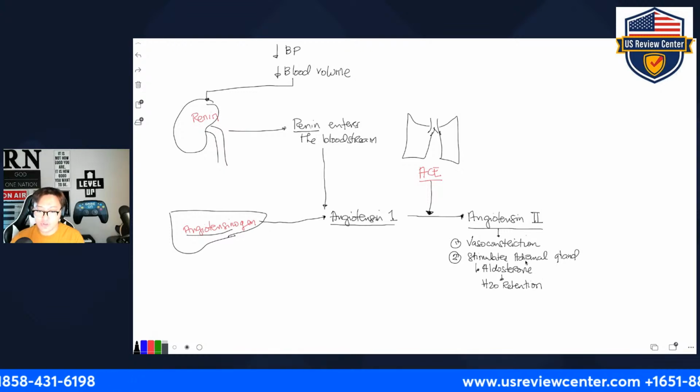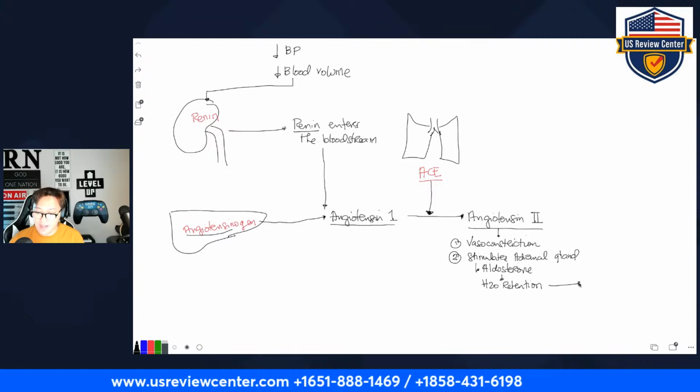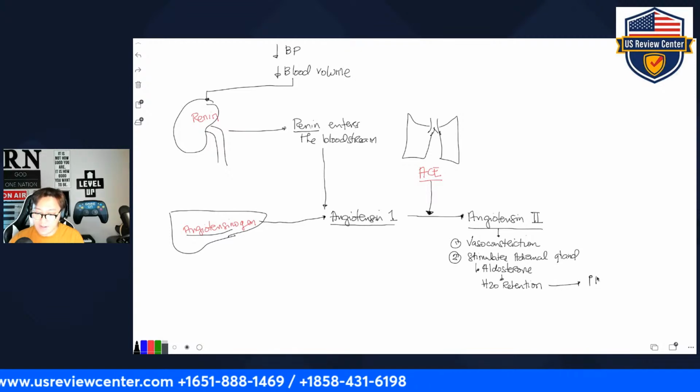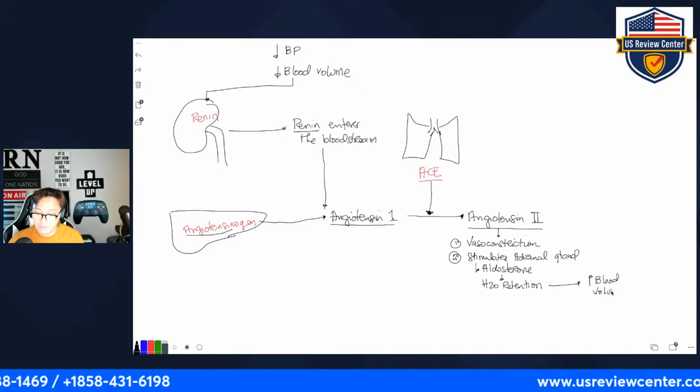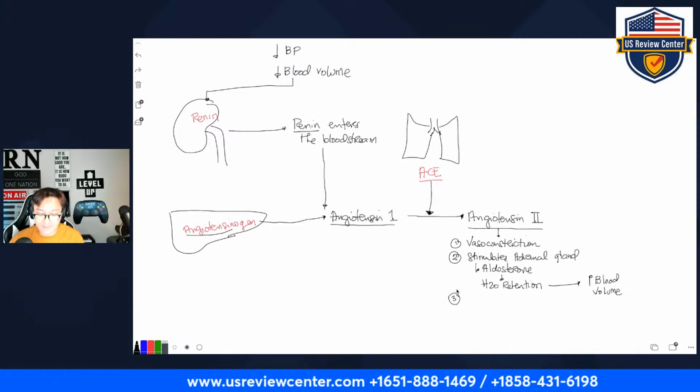Okay, water retention. So what will happen if there is water retention? Water retention now will increase your blood volume, right?